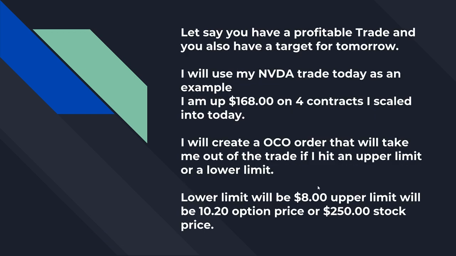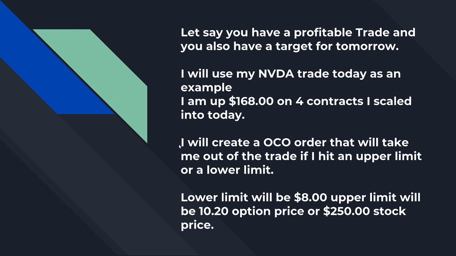Okay, so let's go over some math here. My order, I'm in a profitable trade right now on NVDA, up $168 on 4 contracts that I scaled into today. I took some losses on NVIDIA earlier, and I just waited for it to go down to the 50% line from Friday, and I just started buying one contract every hour or so, because I have a feeling over the next few days NVDA is going to be going up quite a bit. So that is my theory.